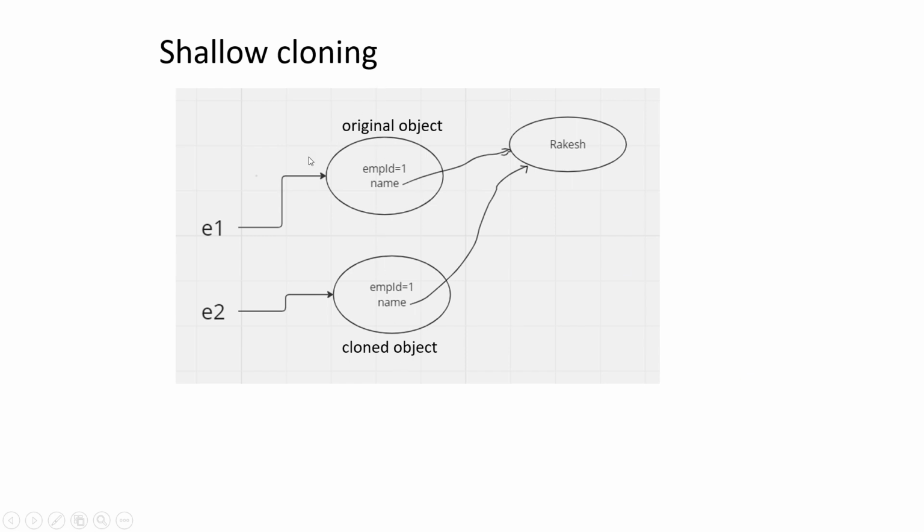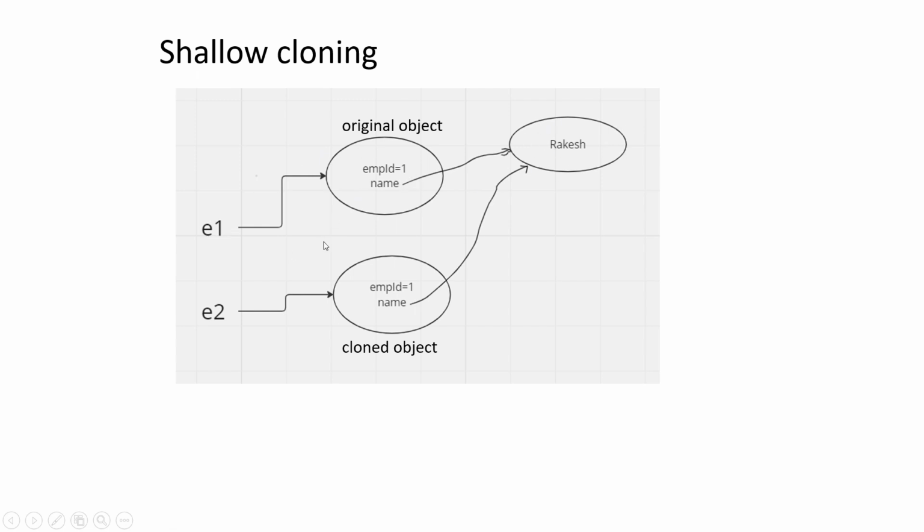For example, this is an original Employee object. I am trying to clone it. This original Employee object has two variables. One is employeeId, which is an int type, let's say with a value of 1. The name is a String object. Initially this is how it is created. The name is pointing to the String object, which is Rakesh.